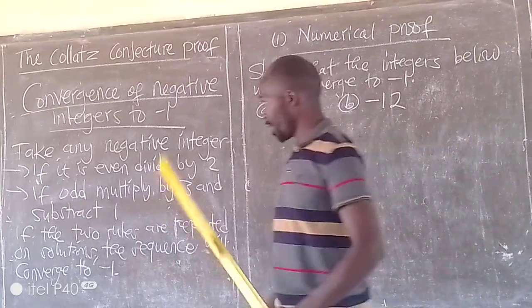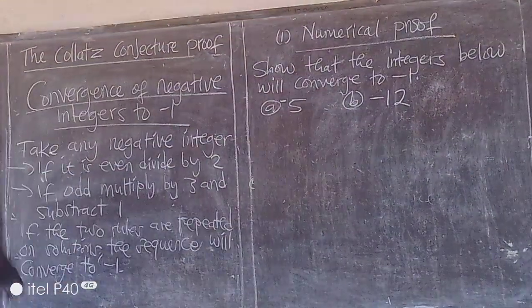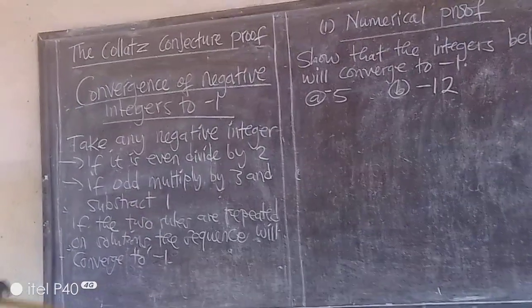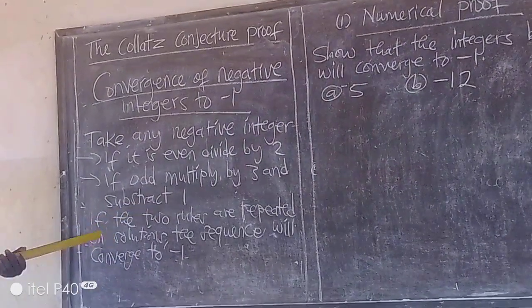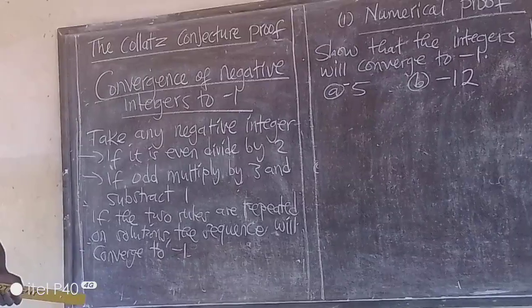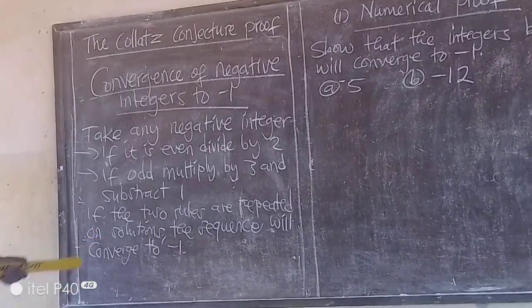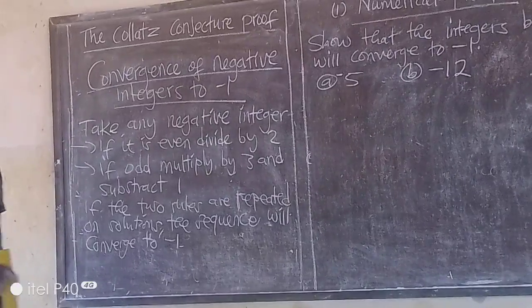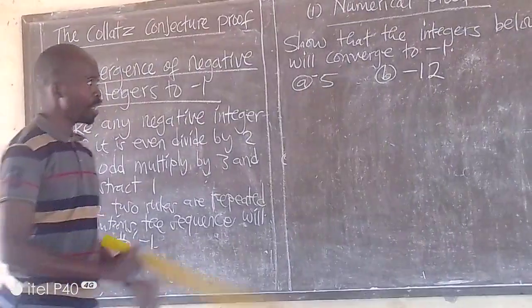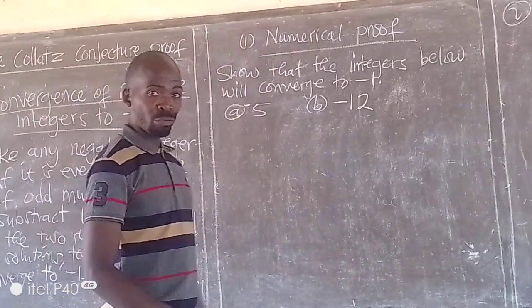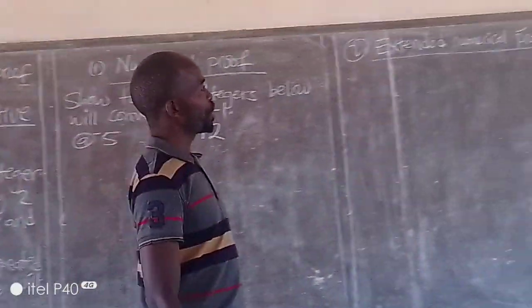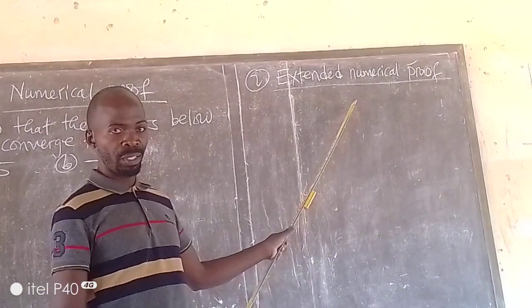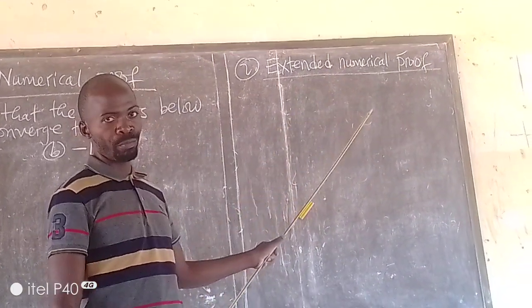So the rules are: you take any negative integer; if it is even, divide by 2. If it is odd, multiply by 3 and subtract 1. If the two rules are repeated on the solutions, the sequence will converge to negative 1. I have the numerical proof, and also an extended numerical proof that helped me to come up with the formal proof.